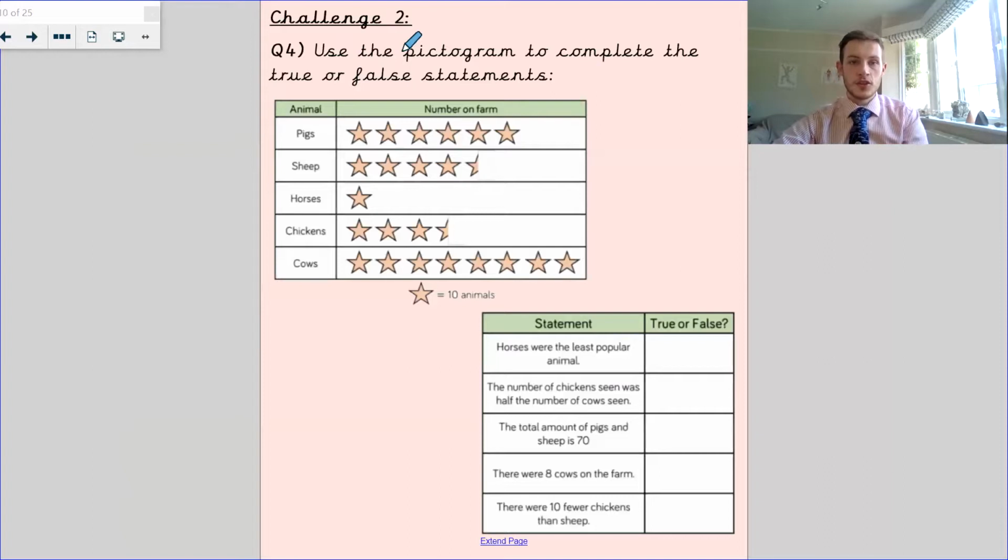And this is another challenge too. Use the pictogram to complete the true or false questions. Now you've got this as your animal and how many is on the farm, and a full star equals 10 animals. Here are your questions.